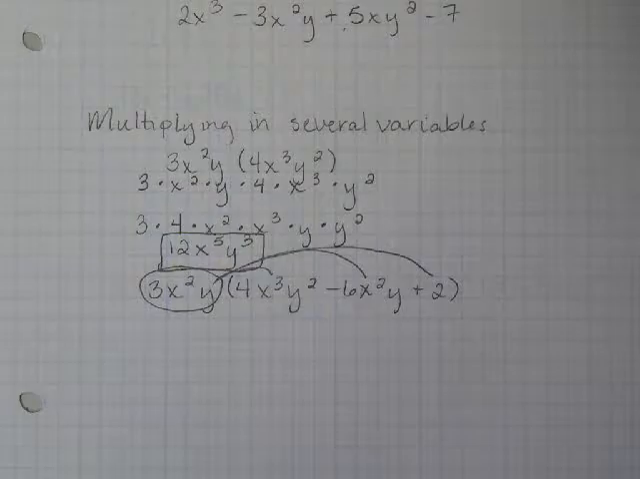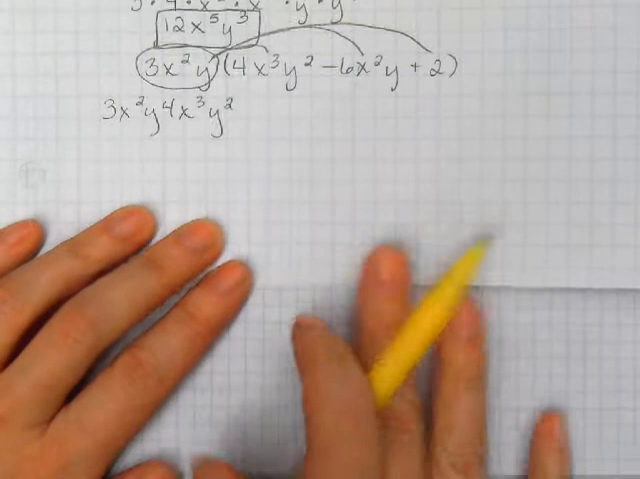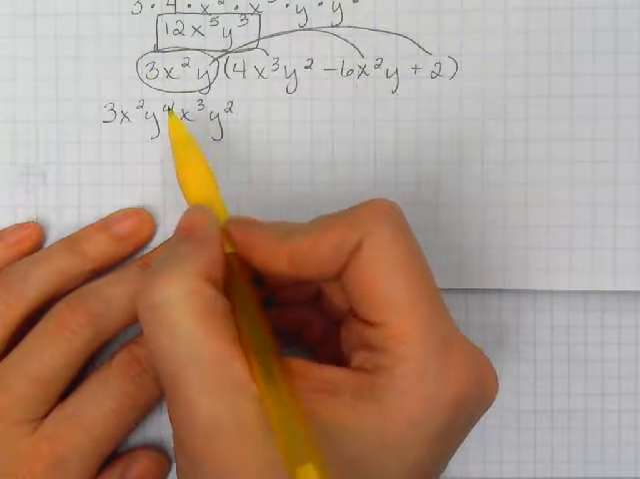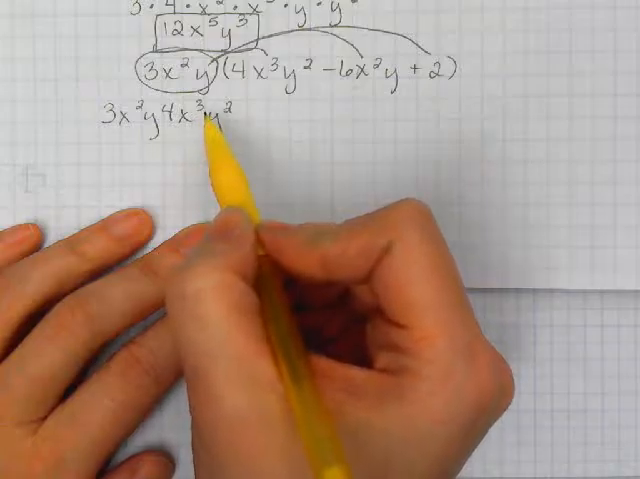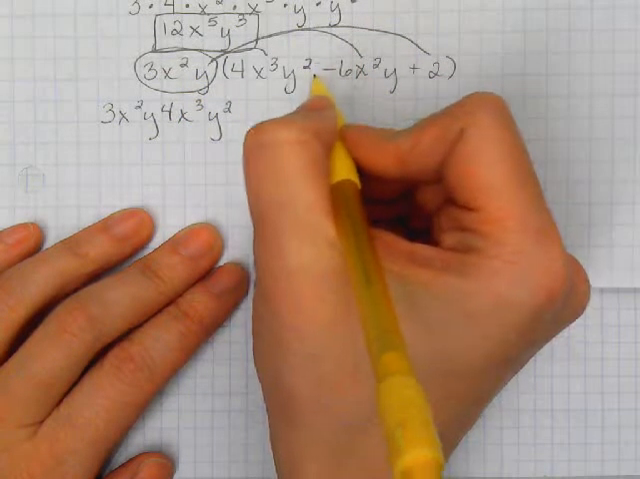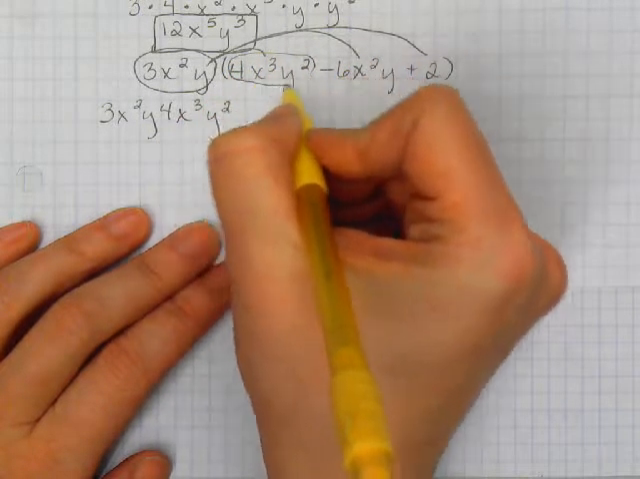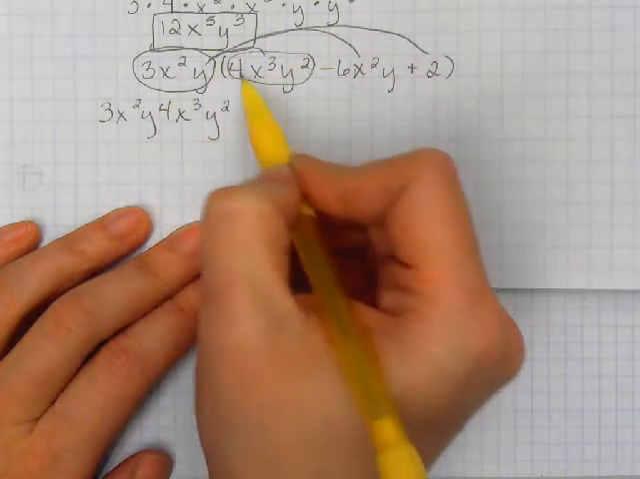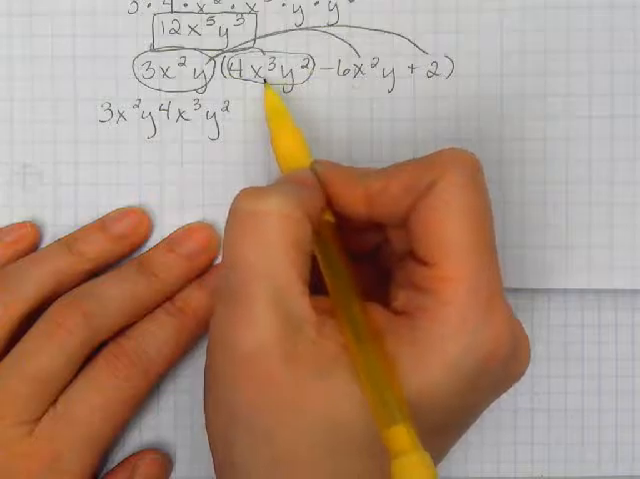Within each of those, the first thing I'm going to do is multiply my coefficients. So what are my coefficients in this first term? Say it again? 3 and 4. My numbers, not my exponents, are my coefficients. So when I multiply 3 by 4, I get 12.